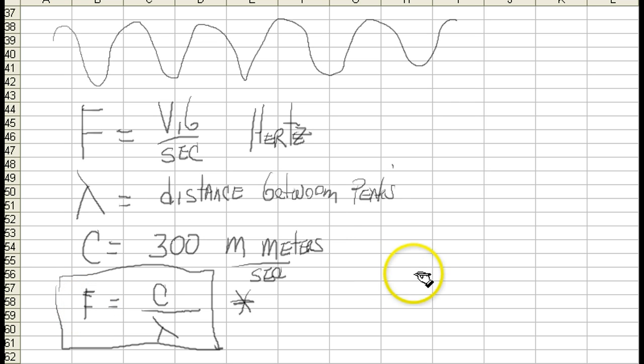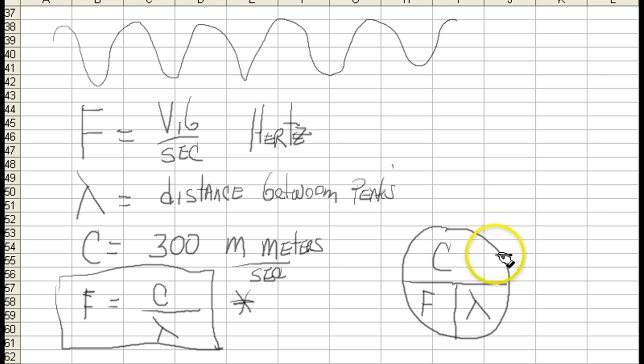Now, let's talk about the trick. We call this trick a magic circle. Right, and it's cut in three pieces, half, and then we cut one half again. All right, and in here we put C, the speed, and over here we put frequency, and over here we put the wavelength, lambda. All right, now commit this to memory too. Commit this magic circle.